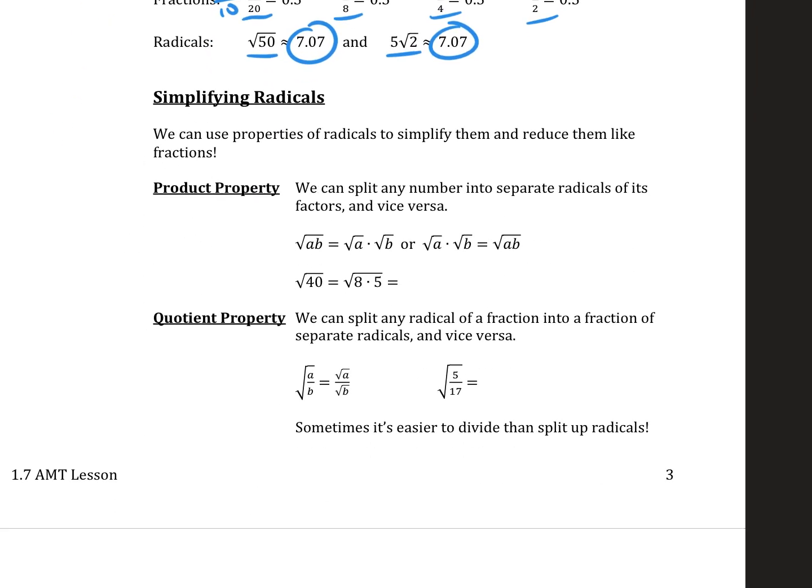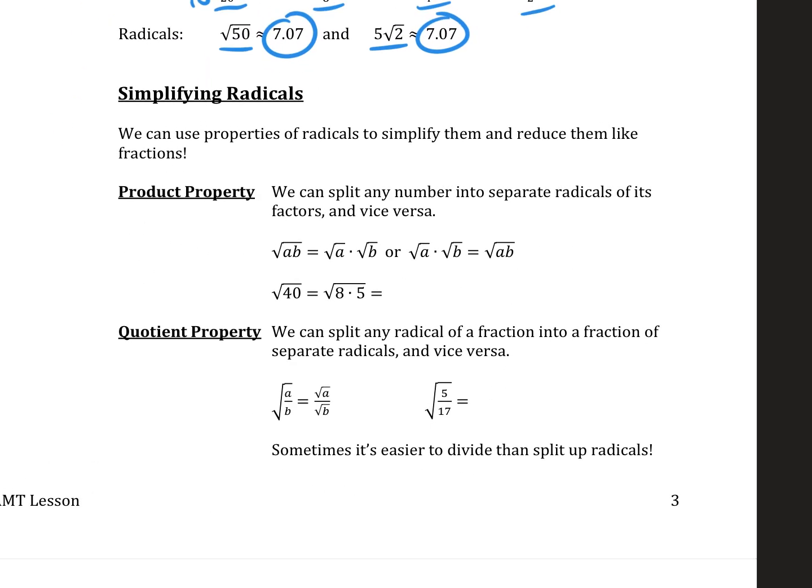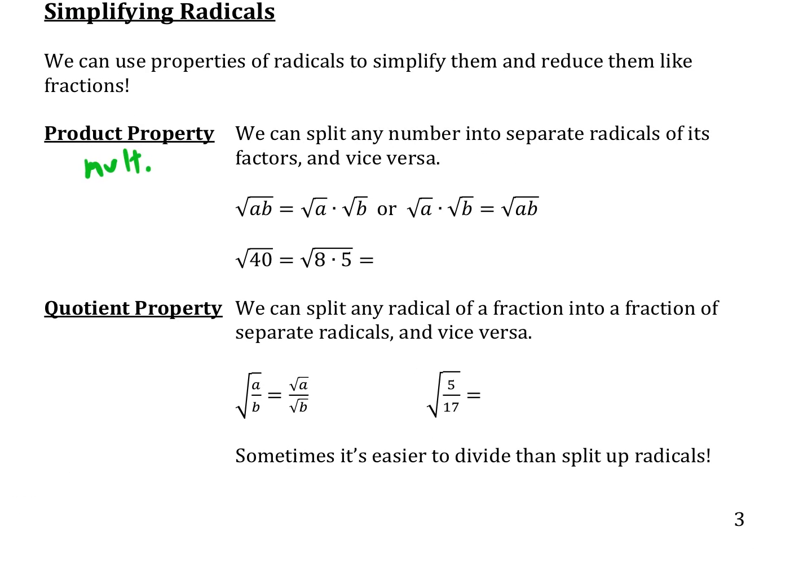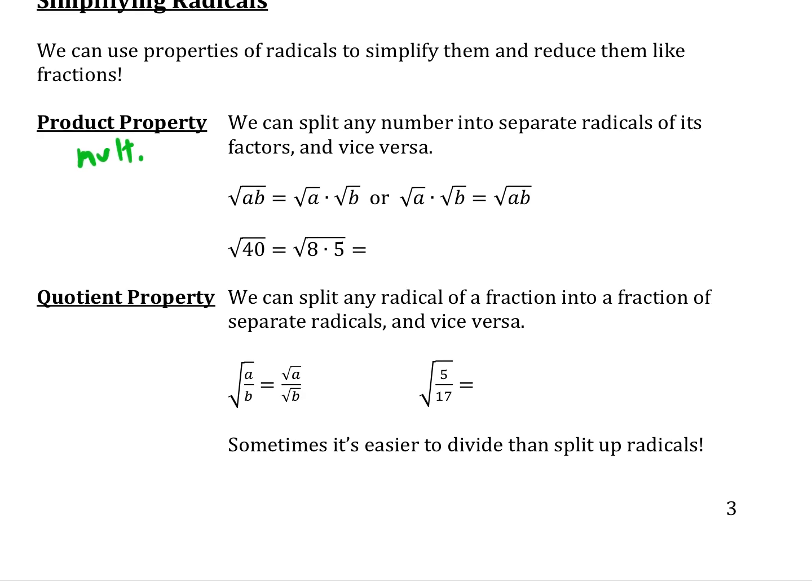All right, simplifying radicals now. We can use the properties of radicals to simplify them or reduce them, like with fractions. The product property: what operation is product? It's multiplication, right? So you can split things that are being multiplied into separate things, or you can combine them, okay? So 40 does equal 8 times 5, right? Well, we can split that. If 40 equals 8 times 5, we can write square root of 8 times square root of 5. That's a totally legitimate thing we can do with radicals.